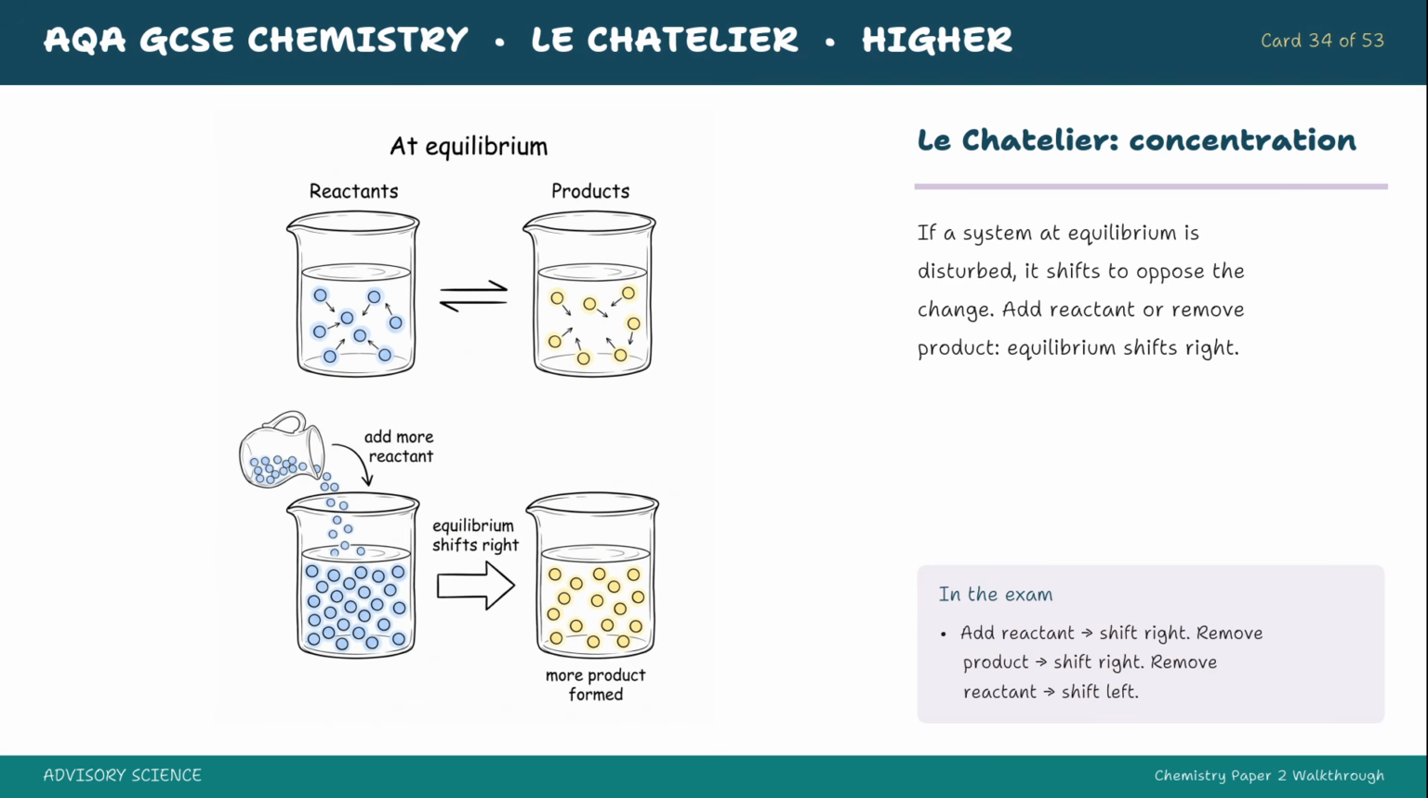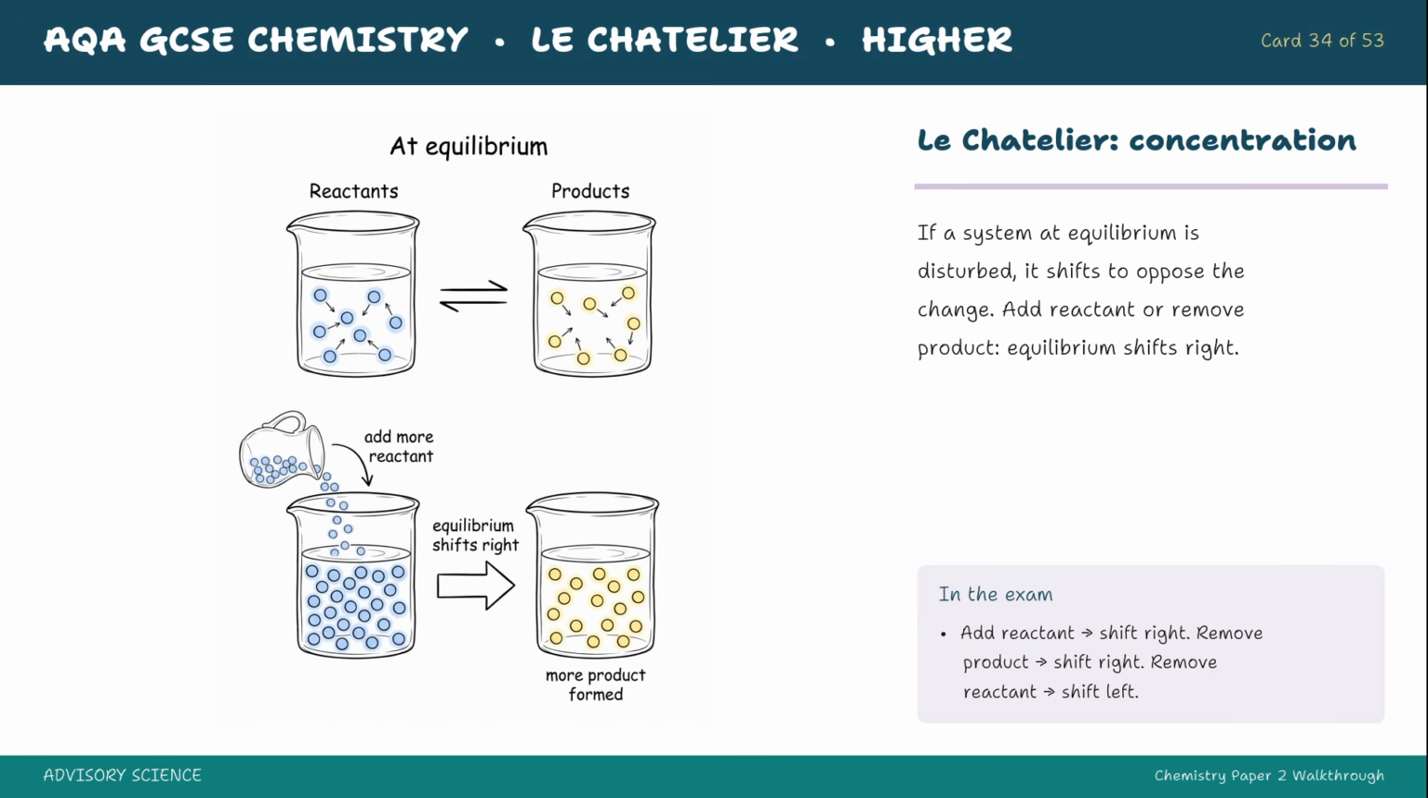Le Chatelier's principle. On the higher paper, you need to predict what happens to a reversible reaction at equilibrium when you change its conditions. The rule that lets you do this is called Le Chatelier's principle. It states that if you change the conditions of a system at equilibrium, the position of that equilibrium will shift to oppose or counteract the change you made. In other words, the system always tries to cancel out whatever you do to it.